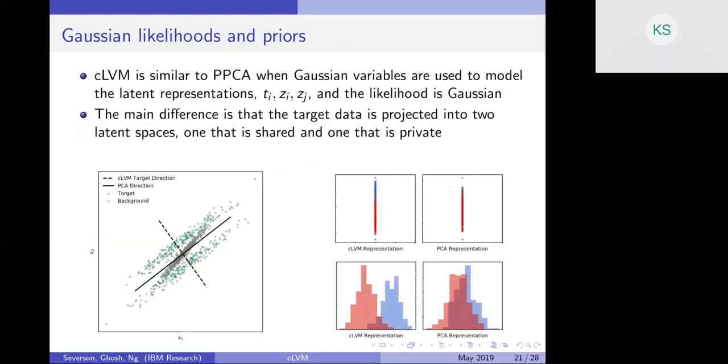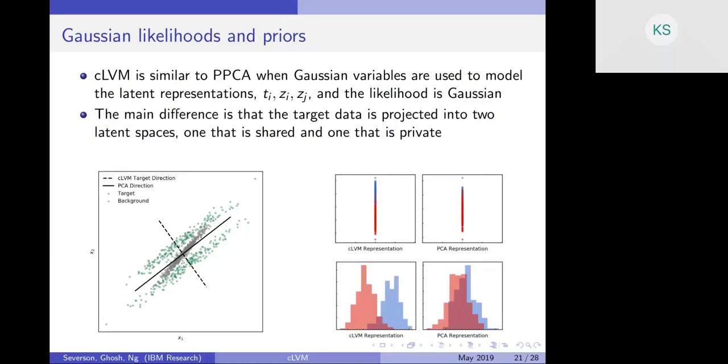So before I go into all the different variations you can have in this model, I want to demonstrate this using a simple one. Contrastive latent variable models look very similar to PPCA when you use Gaussian variables to model the latent representations and a Gaussian likelihood. Again, the major difference is the idea that now we have these two spaces.